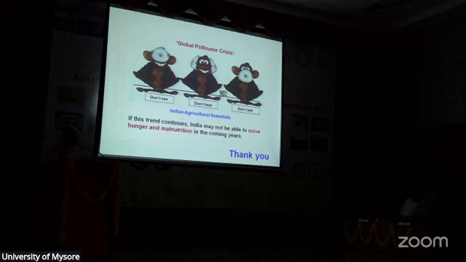All Western countries know there is a global pollinator crisis. I am using this three monkeys cartoon. Our Indian agriculture scientists don't want to see it. They don't want to hear about the pollination crisis, and they don't want to talk about the pollination crisis. So if this trend continues, India may not be able to solve hunger and malnutrition in the coming years. So thank you very much.